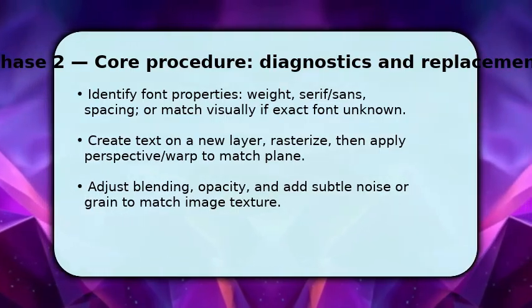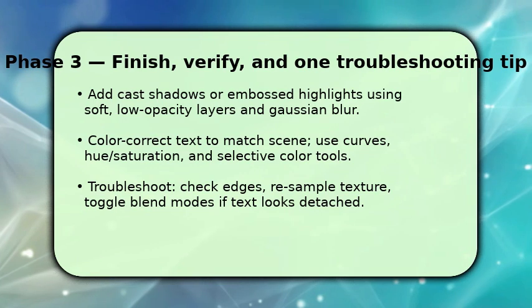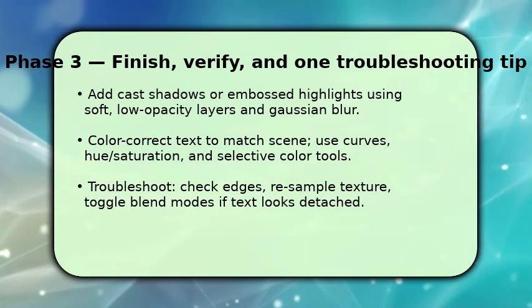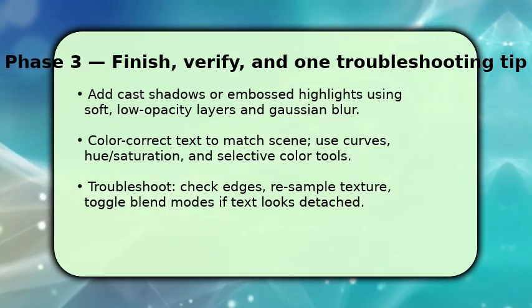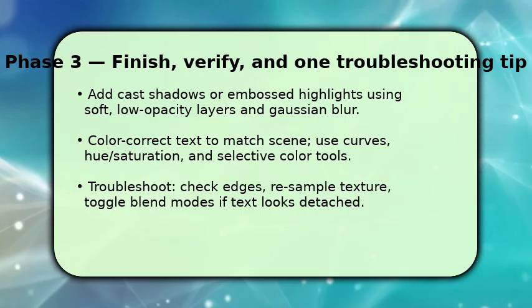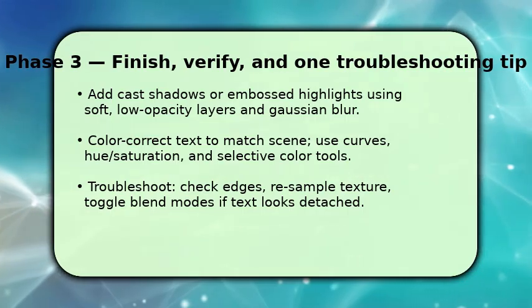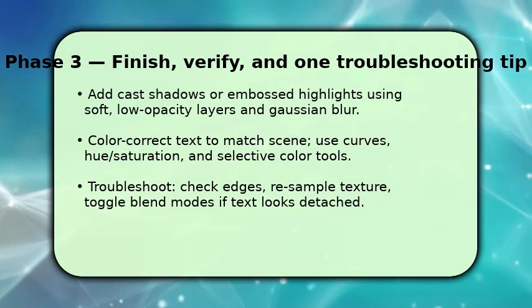Finish by refining edges and adding realistic shadows or highlights. Paint a soft shadow on a new layer, blur it, then lower opacity to match existing lighting. Color correct the text with curves and selective saturation so it sits in the scene. Add a tiny amount of noise to match grain.